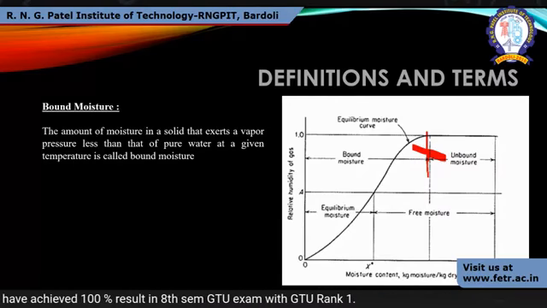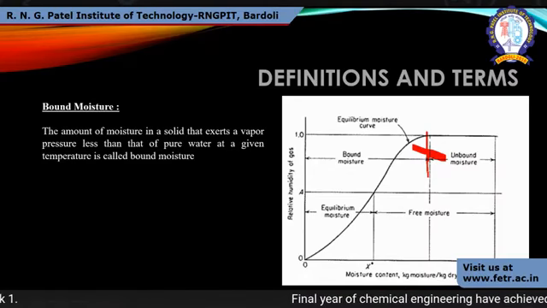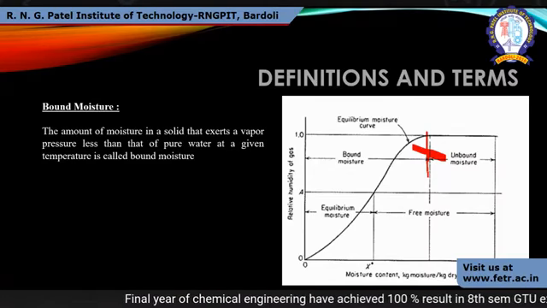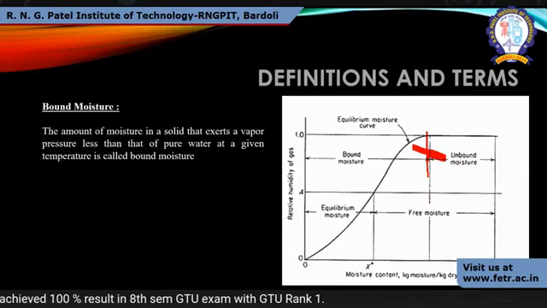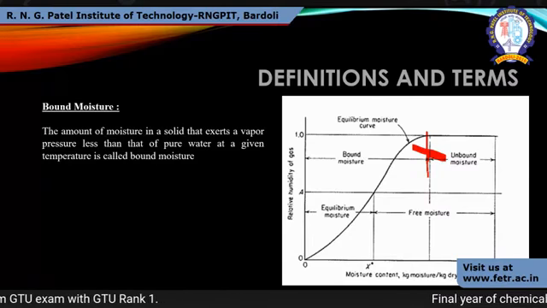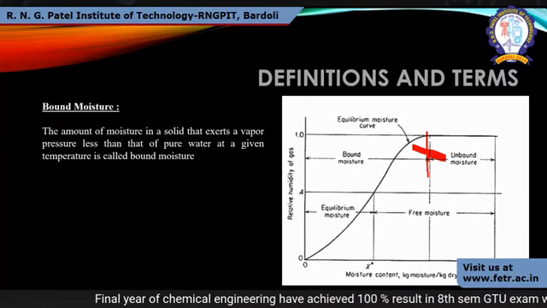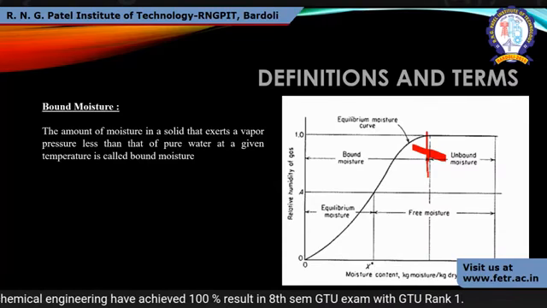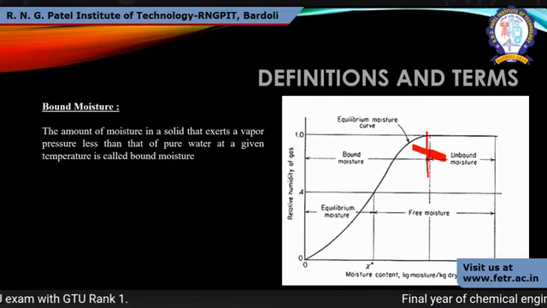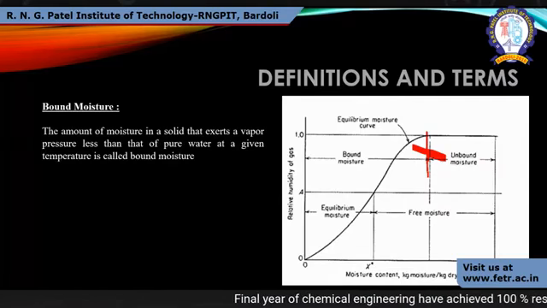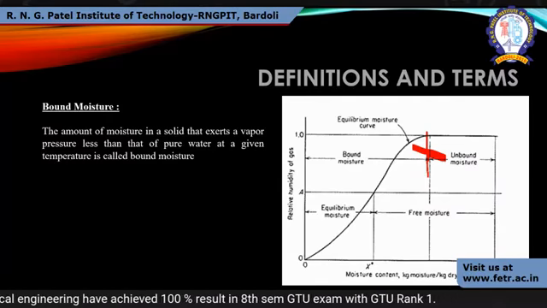Okay, so what happens? The moisture that is inside the solid, right? If we have a solid layer of say 2 inch, that solid layer has water available at each and every instance, right? So we need to consider how much moisture is inside the solid, that is bound moisture. Technically, we say that moisture inside the solid exerts vapor pressure less than that of pure water.